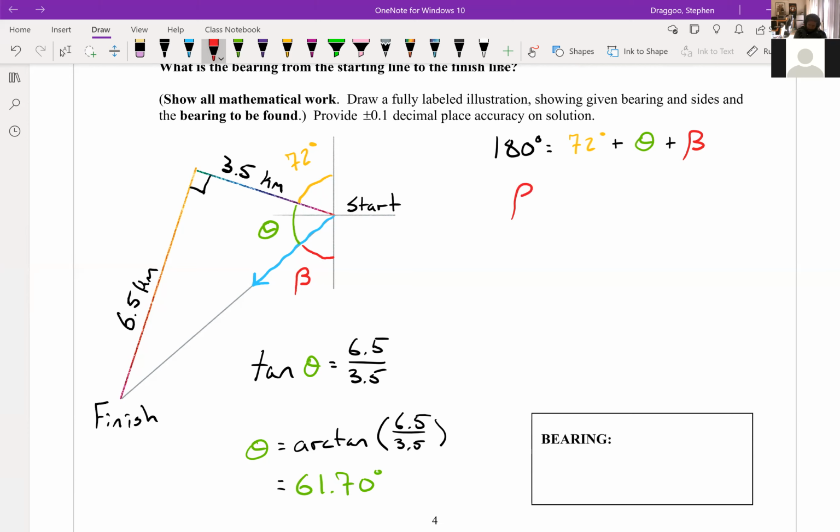So pop back up to the top, 180 degrees minus 72 degrees minus 61.7 degrees. And I come up with something, 46.3 degrees.